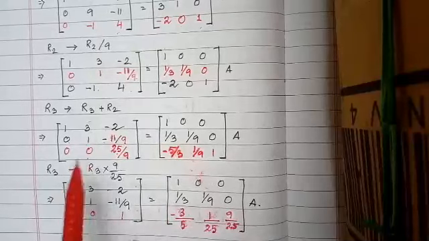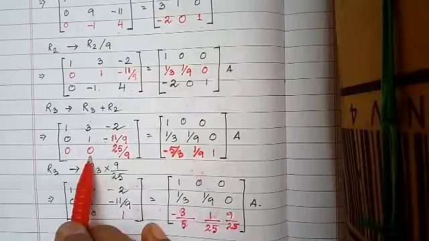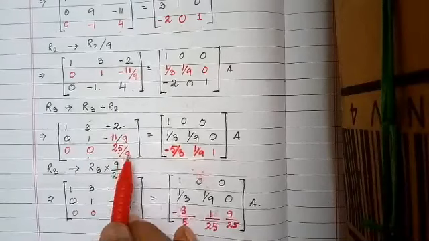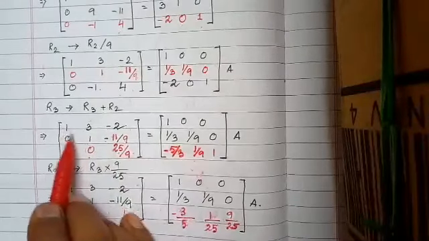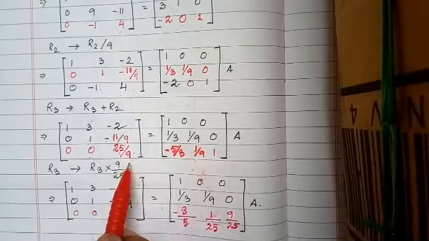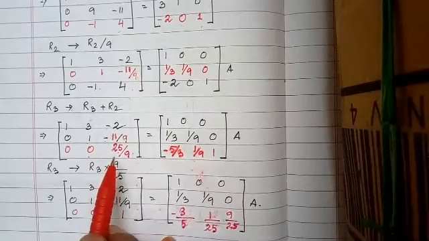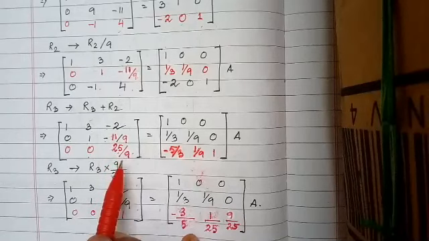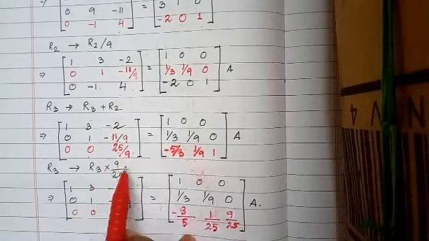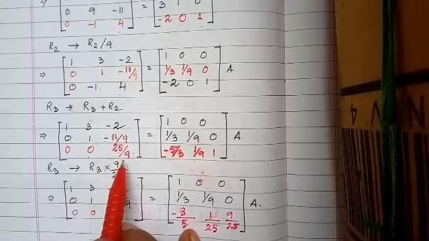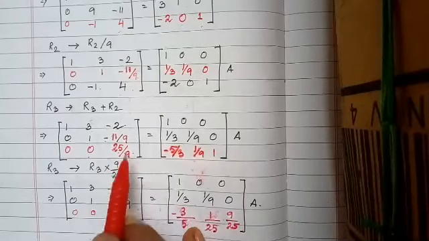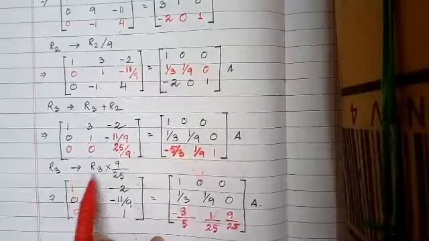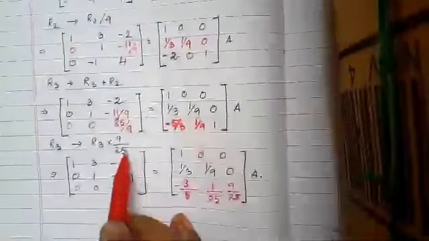Now after this, which one do we have to change? After this we have to change this element. As this is the diagonal element, what we have said is that to convert it into 1, we have to divide by the same number. There is 25 by 9, so we have to divide by 25 by 9, that is, multiply by 9 by 25. So R3 is replaced by R3 into 9 by 25.